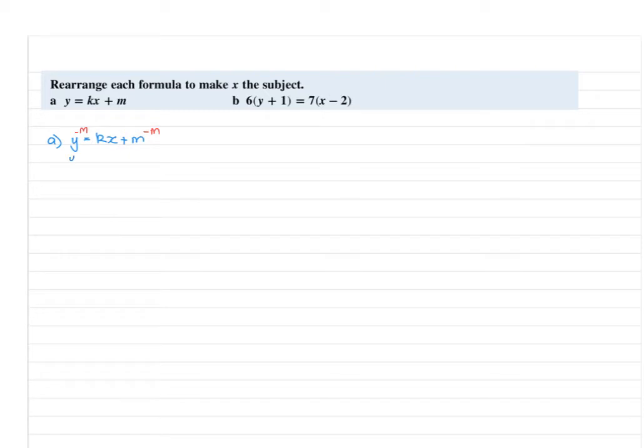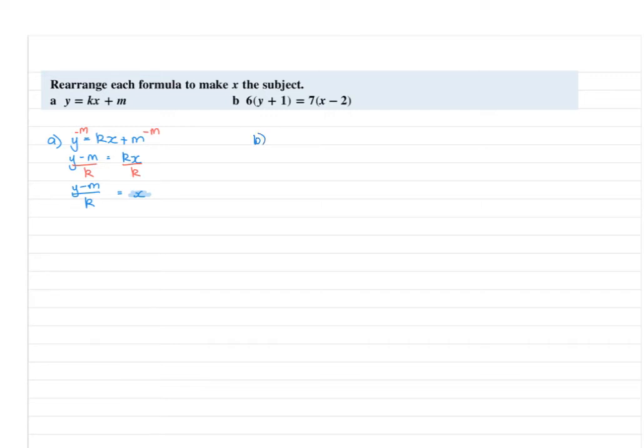On my left-hand side of the equation, I have Y minus M is equal to Kx. Because I'm solving for X, I need to find out what is the value of X. Kx means K times X, so divide both sides by K, and I'll end up with X is equal to Y minus M over K. X is now the subject of that formula, so I have solved for X.